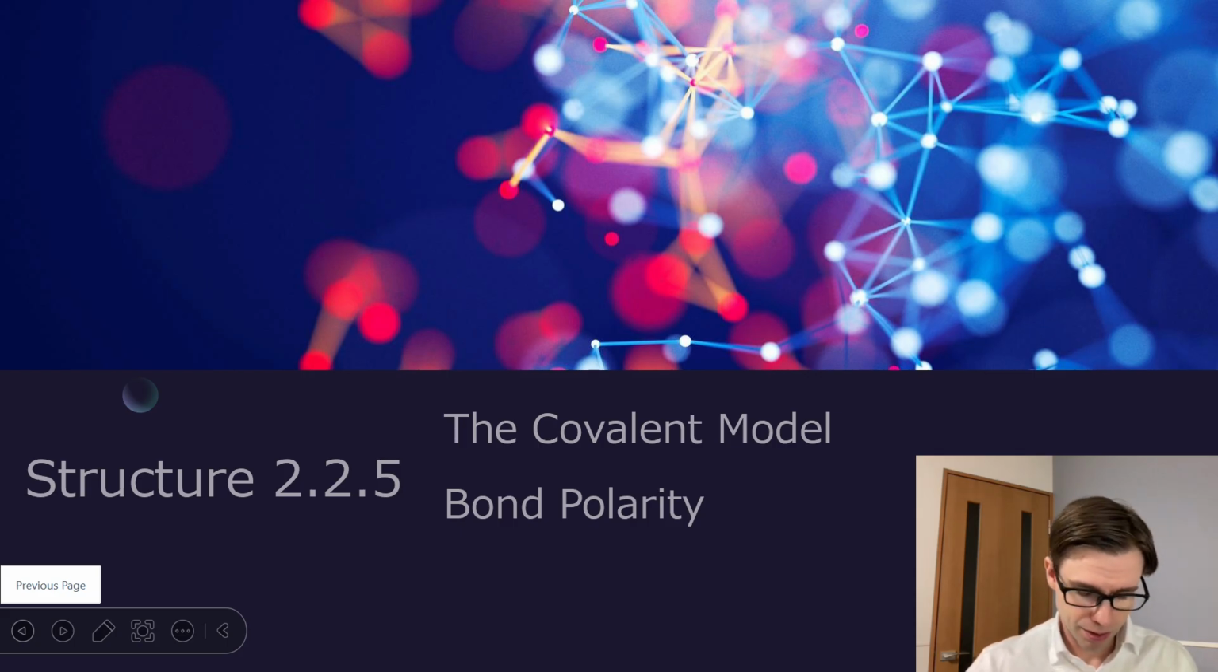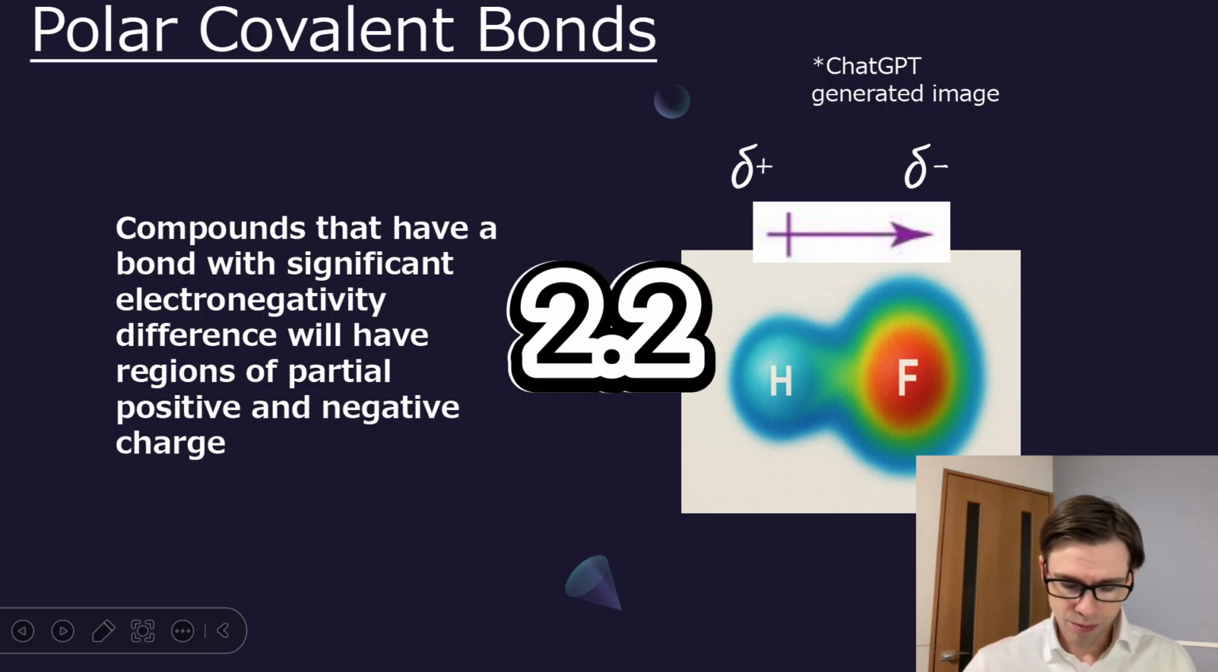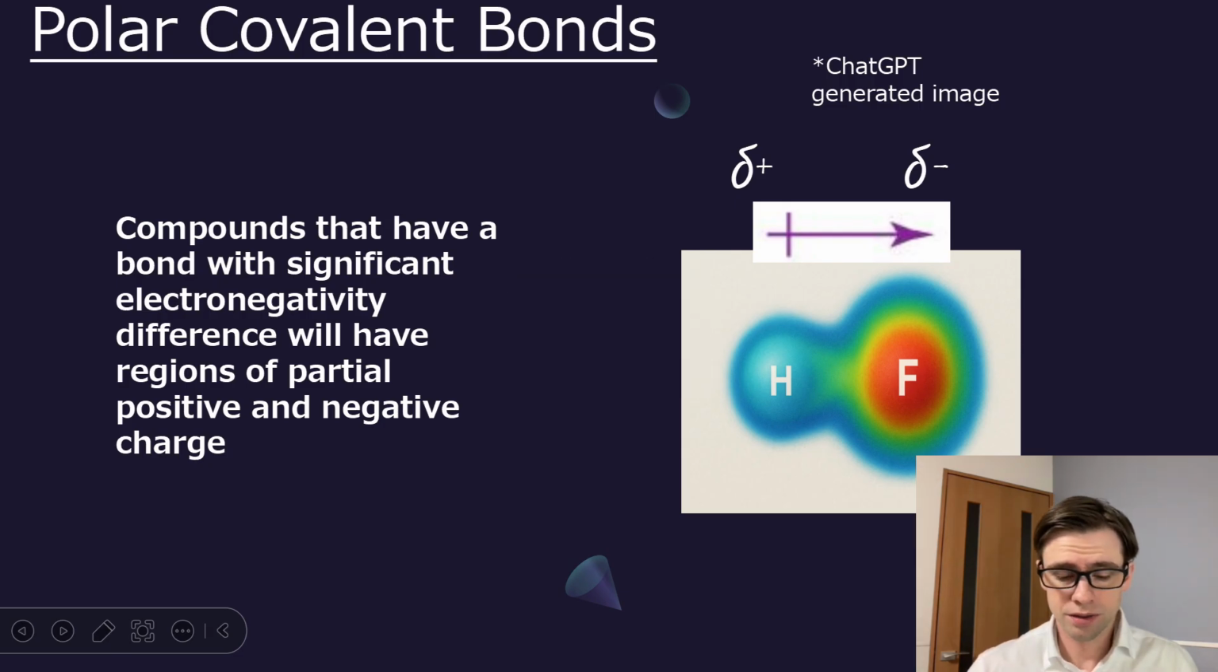Okay, so 2.2.5, bond polarity. Polar covalent bonds, we've defined this a couple times in my previous videos to do with electronegativity, but defining it again here. Compounds that have a bond with significant electronegativity difference will have regions of partial positive and negative charge. So the atom with more electronegativity on the Pauling scale, in this case I have an example of HF, hydrogen fluoride. F has much higher electronegativity at 4, H is lower, around the middle of the scale, like 1.5 or 2 or something like that. So fluorine pulls the electron pair much closer. That means in this bond, fluorine has more electron density, and that region, F, has more negative charge. And since it took those electrons from the H region of this bond, that region has a positive partial charge.